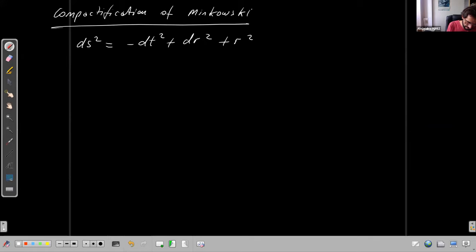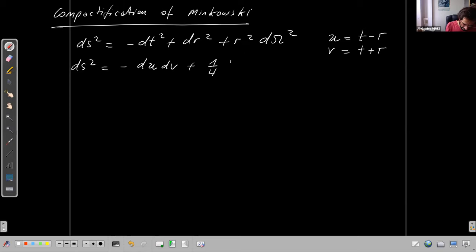So this is the Minkowski space-time written in spherical coordinates. Now you can introduce our friends, retarded time u equals t minus r and v equals t plus r, and the metric becomes minus du dv plus 1/4 of (v minus u) squared d omega squared. And now we want to do something similar to what we did with the plane. And so believe me that this is the right mapping. The mapping is not unique. There is some arbitrariness and one can take care of that. And one has to remember this, but here we need to be quick.